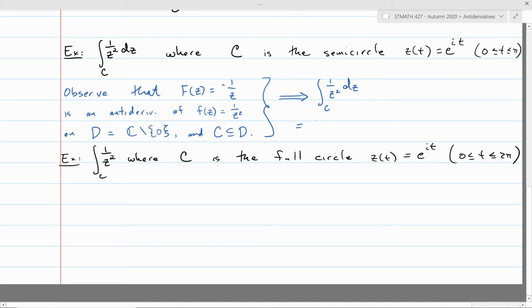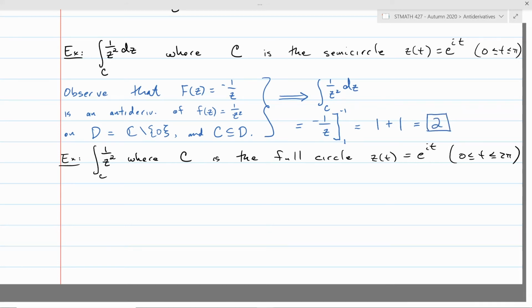So you take the antiderivative, negative 1 over z, and you evaluate it at the endpoints of the arc. Now the endpoints of the arc here, this is the top half of the unit circle, so the terminal point is negative 1 and the initial point is positive 1. When you plug in negative 1, then you'd get plus 1, because you do minus 1 over negative 1. Then you plug in 1 and you get 1 again, so the final result would be 2.